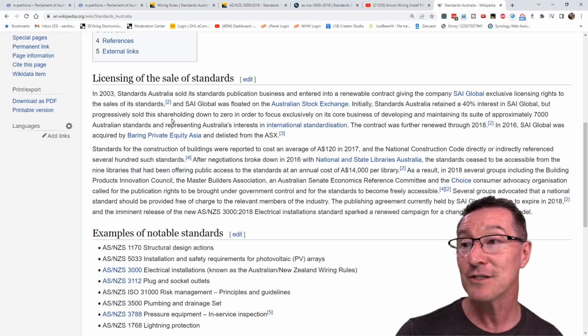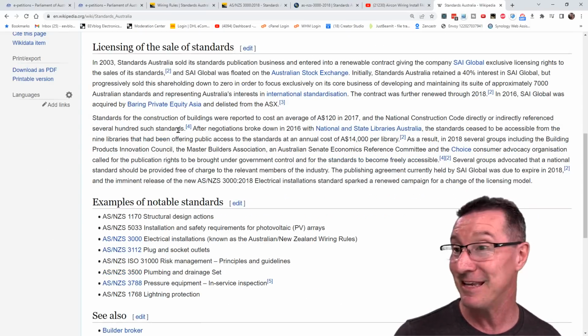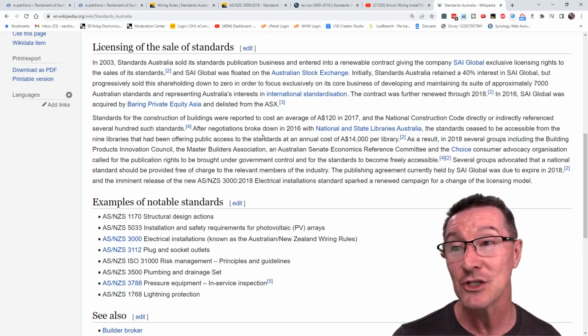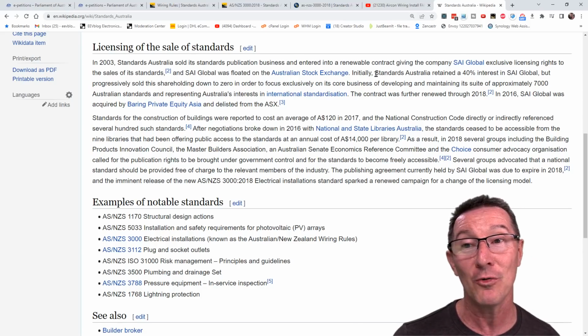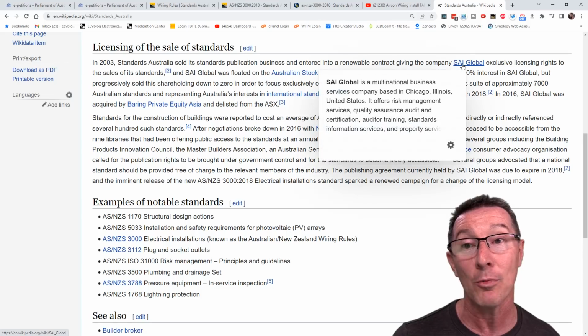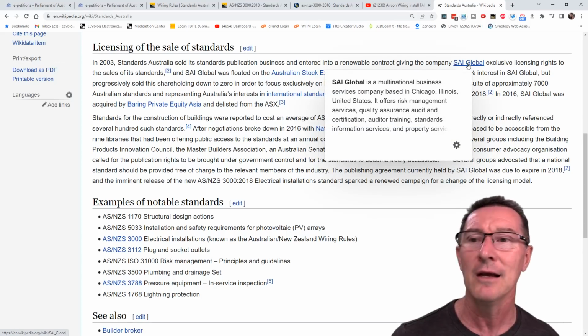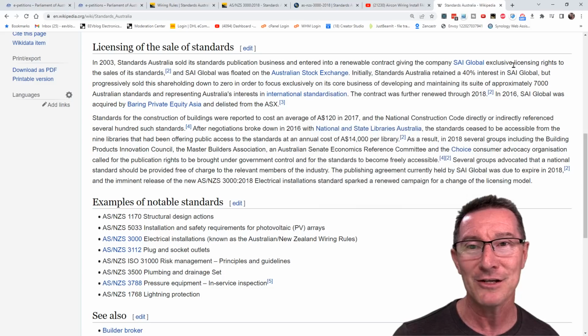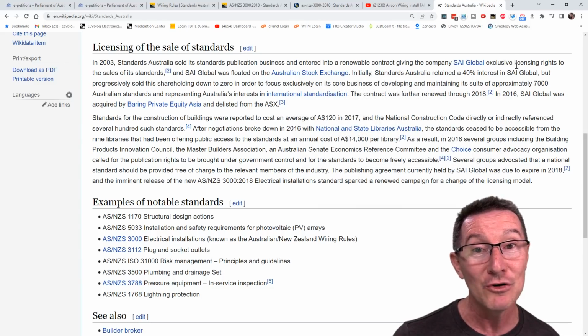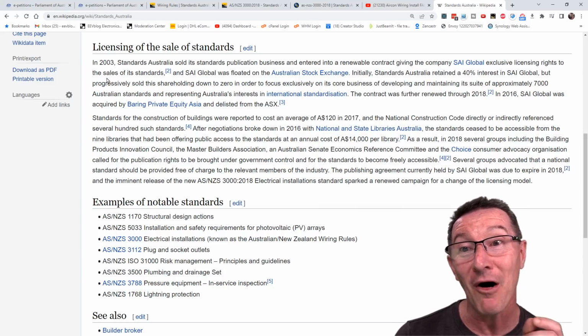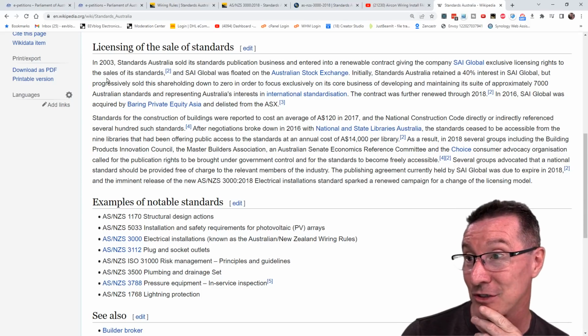So, listing of the sale of standards. Here's the interesting bit. In 2003, Standards Australia sold its standards publication business and entered into a renewable contract, giving the company SAI Global, based in Chicago, risk management services, quality assurance, and so on. Okay, so some big company, they sold the rights to it, exclusive licensing rights for the sale of the standards. So when you buy this is where the money is going to, presumably.